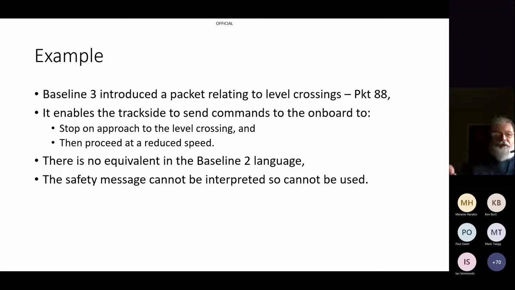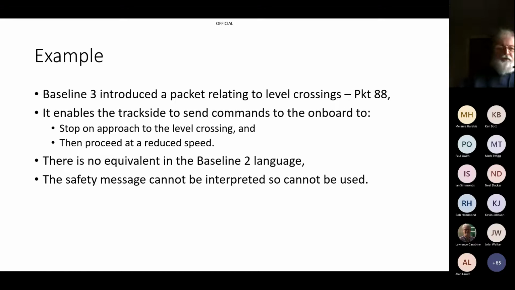So in baseline 3, that packet exists. However, there is no equivalent in baseline 2. So if that information needed to be sent, there is no way that you can just interpret the packet 88 into something that a baseline 2 onboard could utilize. So we have a problem.